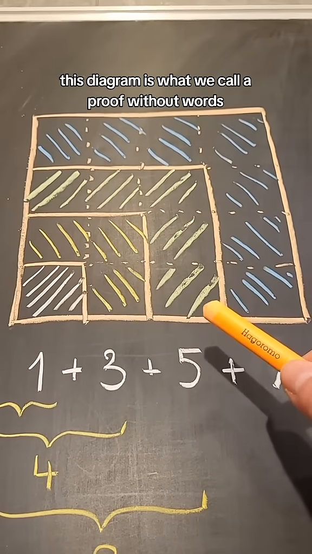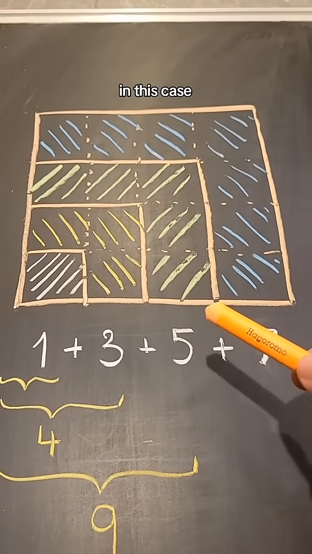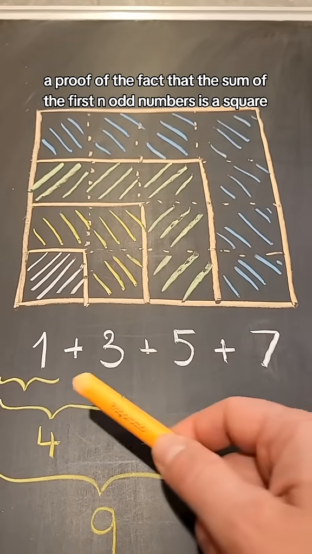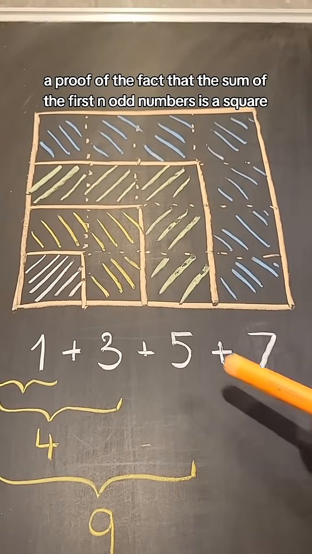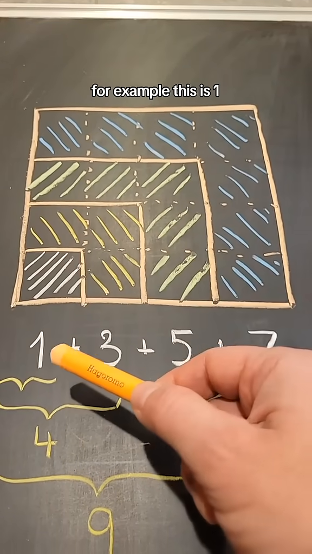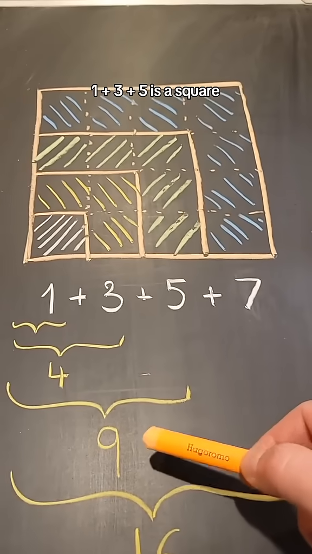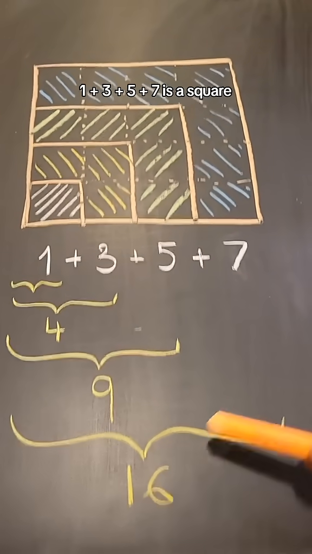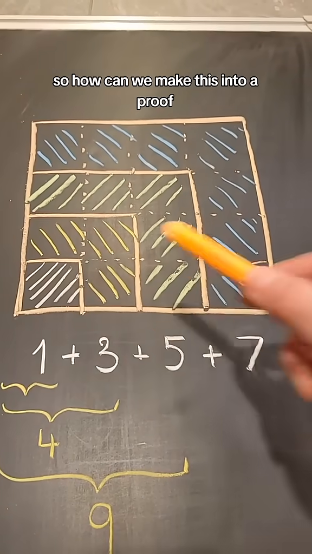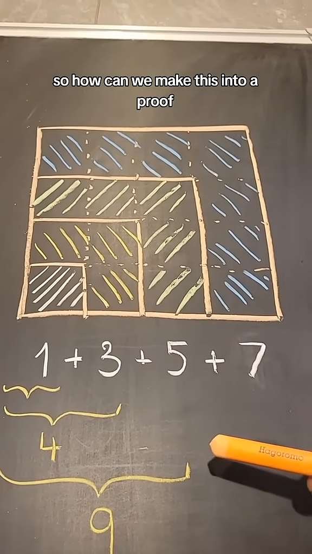This diagram is what we call a proof without words. In this case, a proof of the fact that the sum of the first n odd numbers is a square. For example, this is 1, 1 plus 3 is 4, a square. 1 plus 3 plus 5 is a square. 1 plus 3 plus 5 plus 7, it's a square. So how can we make this into a proof?